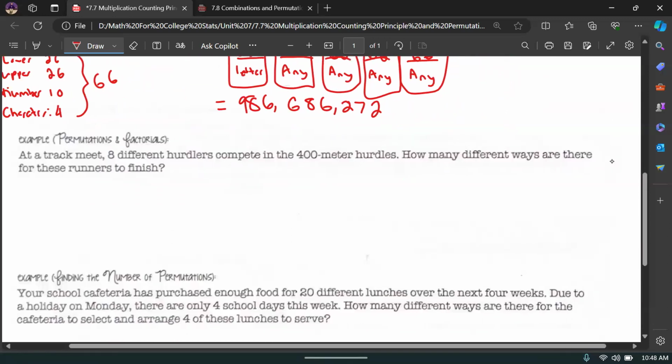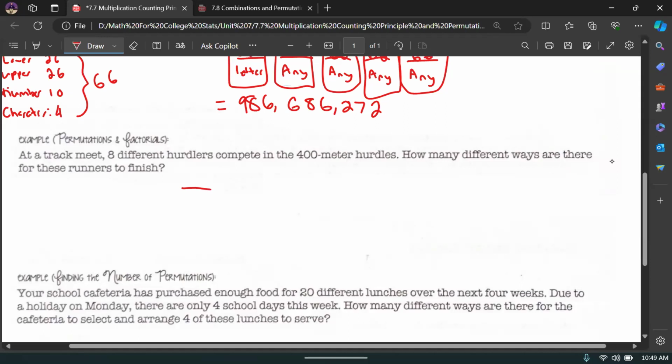All right. At a track meet, 8 different hurdlers compete in the 400-meter hurdles. How many different ways are there for these runners to finish? Okay, this is where we get to use our little formula, which is really nice. We have 8 different runners, and it asks how many different ways they can finish. I'm telling you right now, it's way too many to try and count individually. So we have our permutation formula, and this is where the factorials come into play.